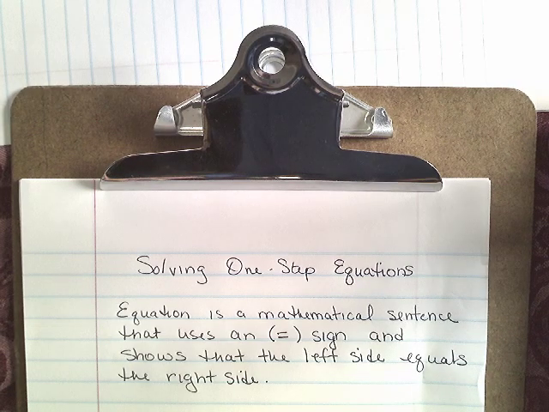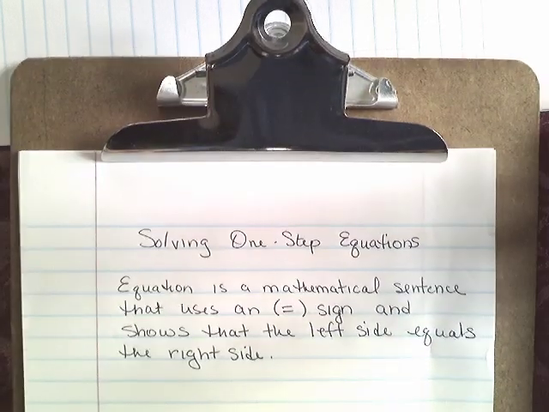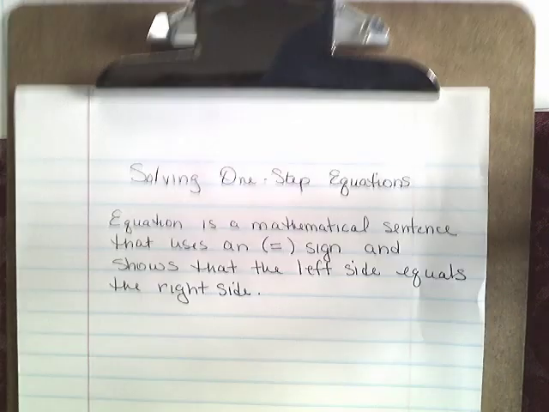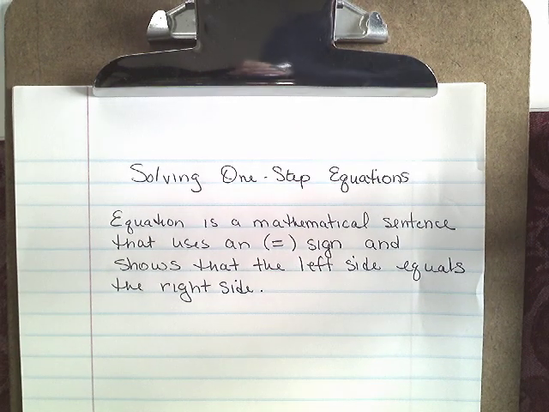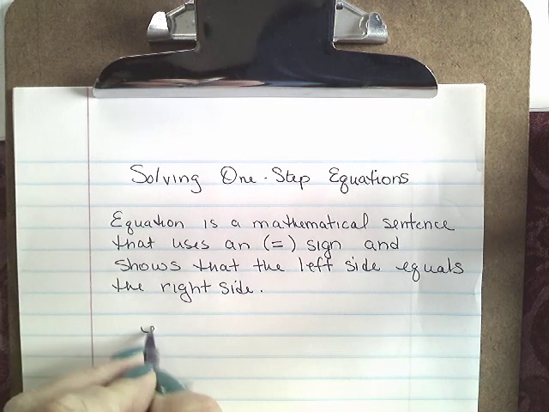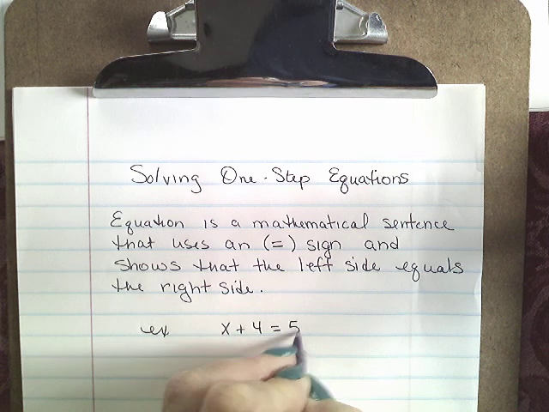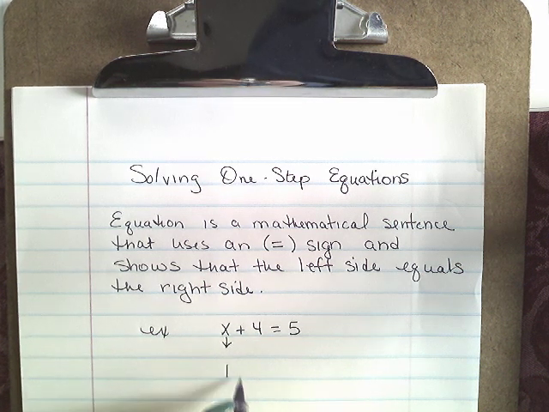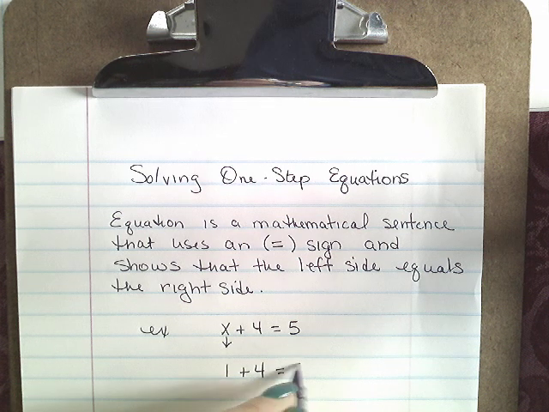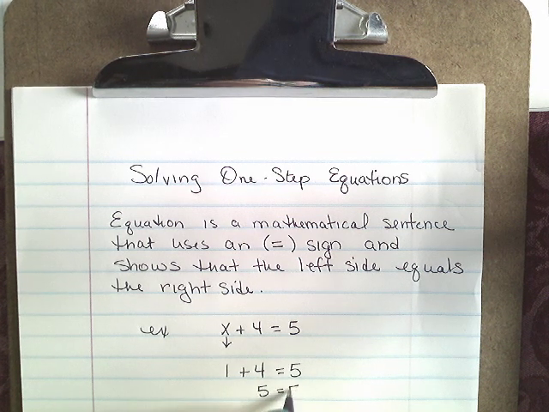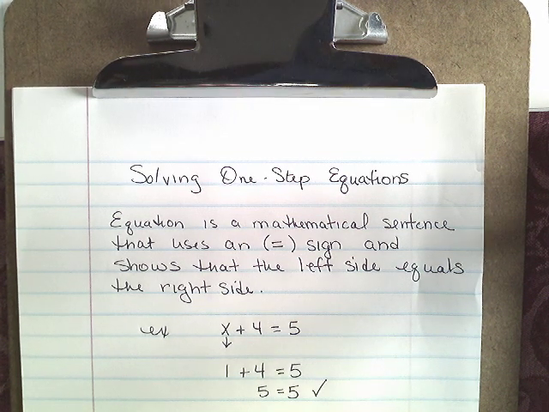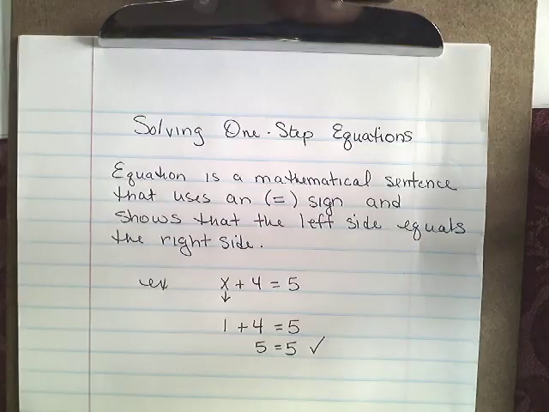If you remember back when we were talking about expressions, we said that an expression does not have an equal sign. We evaluate an expression. Now we're going to learn how to solve an equation. An equation has an equal sign, and you must keep it balanced on both sides of that equal sign. So for example, if we said x plus 4 equals 5, then we know x has to equal 1 because 1 plus 4 is equal to 5. So both sides of that equal sign, it's going to equal 5.